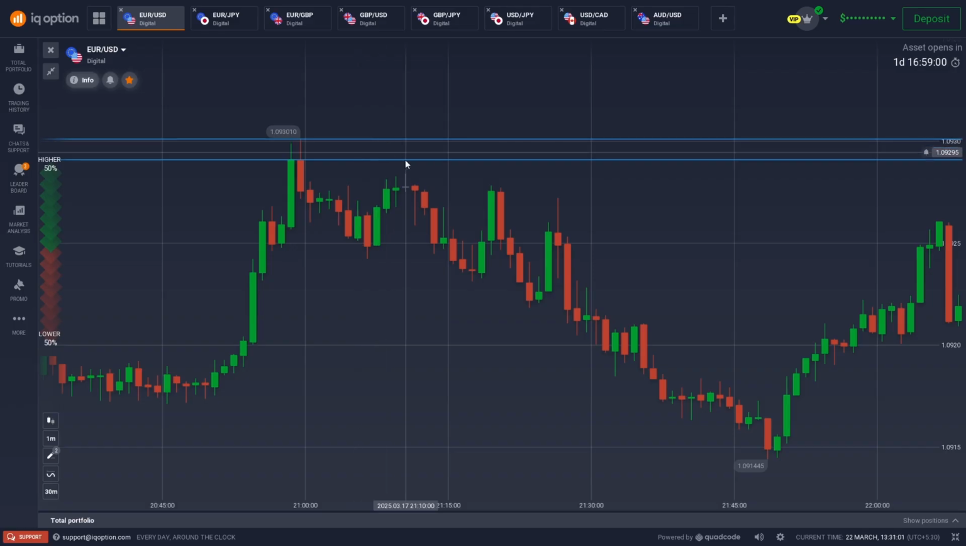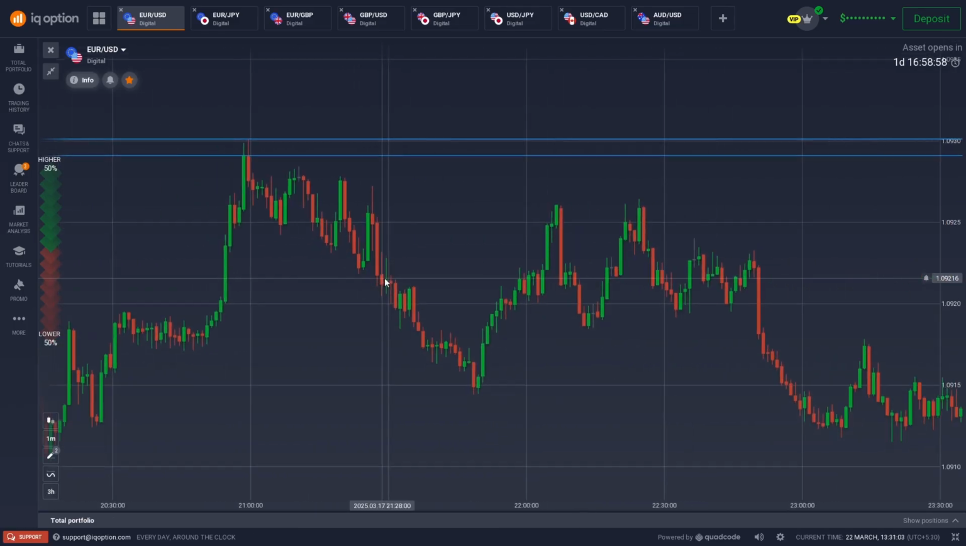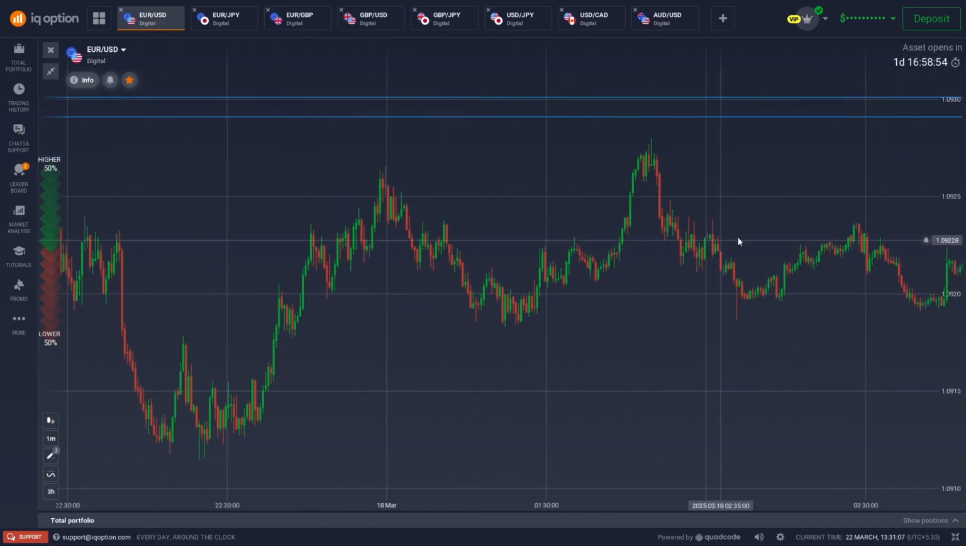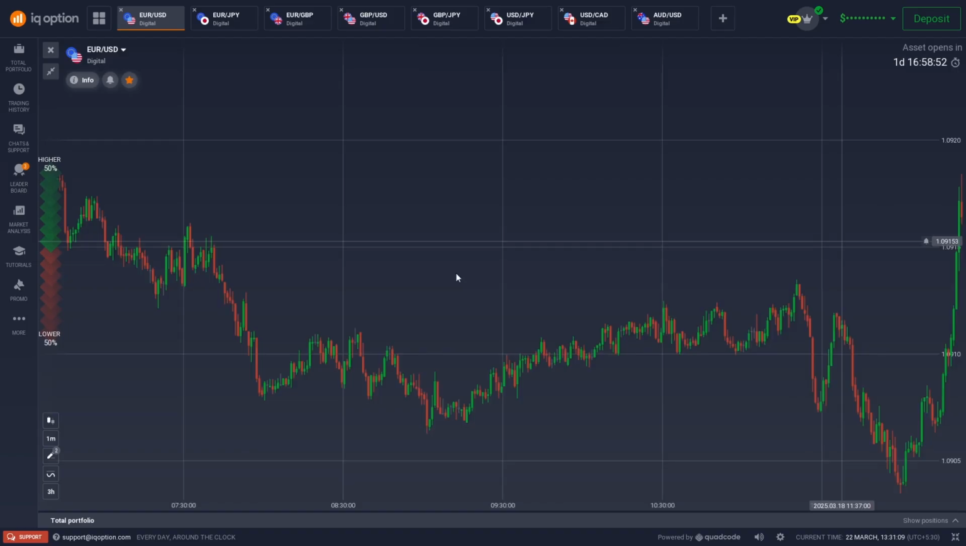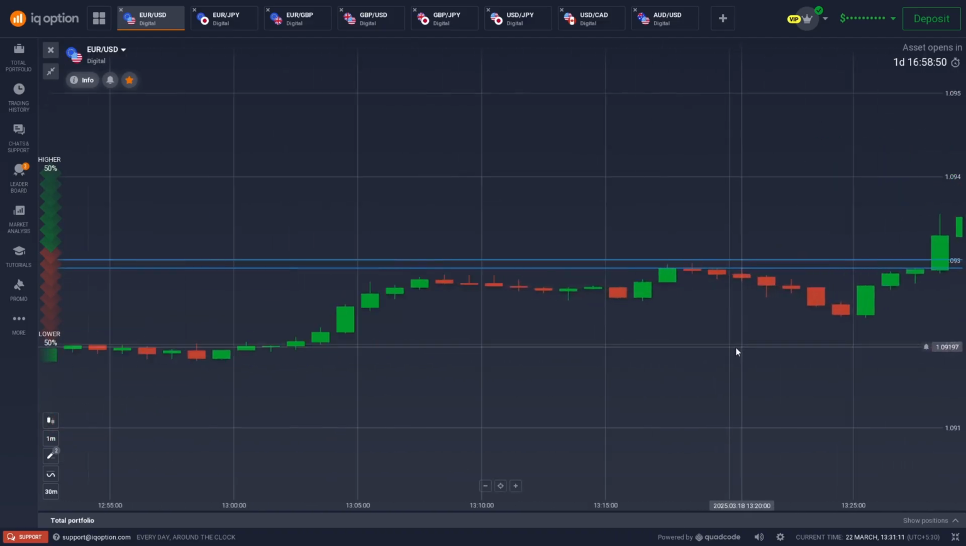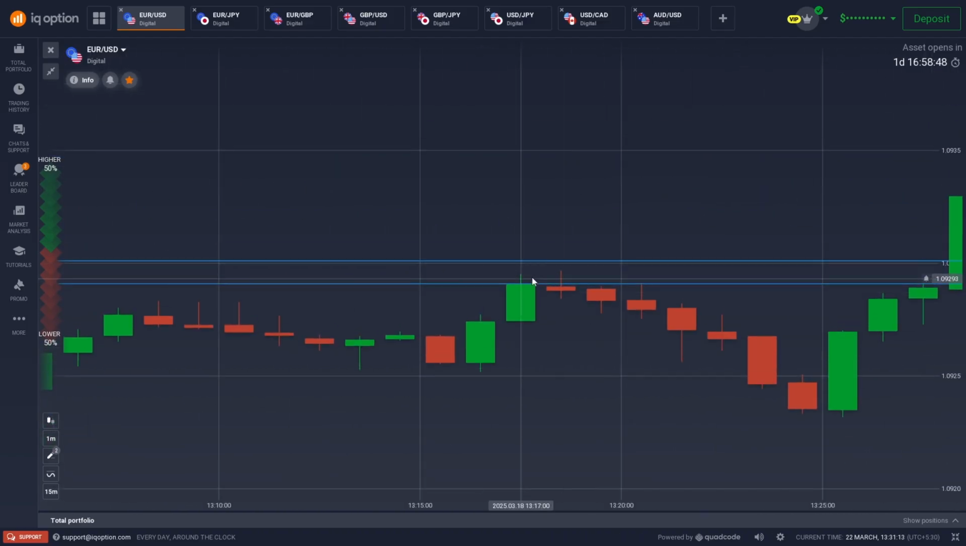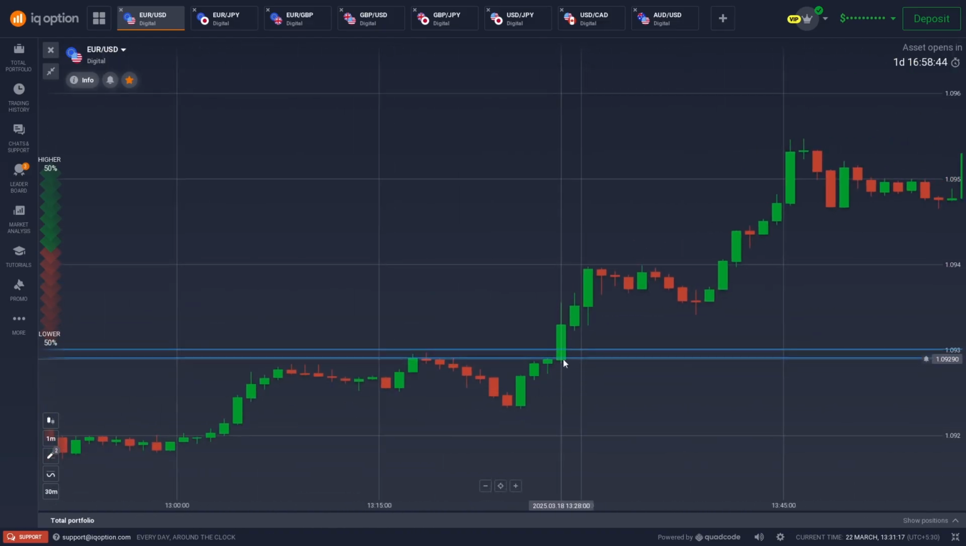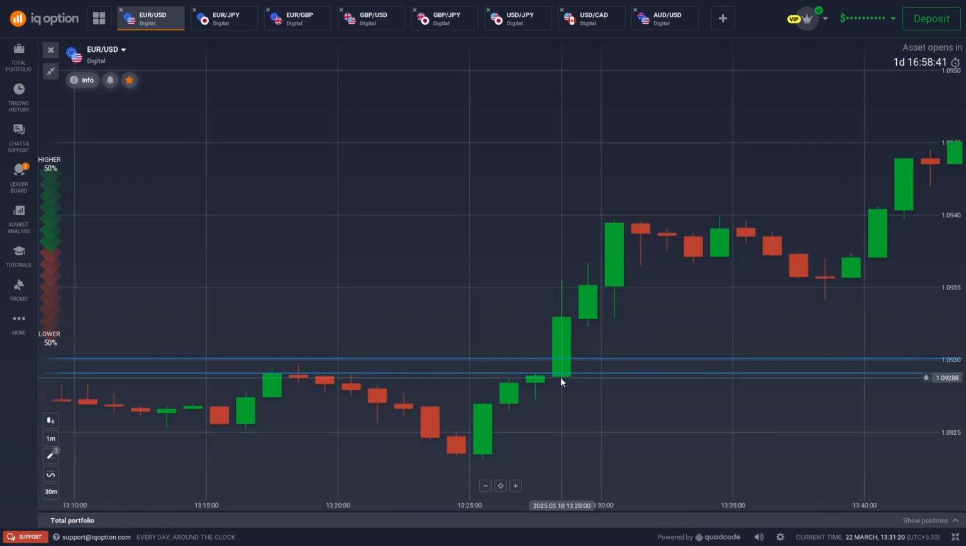Now this is a resistance zone, and let's see if we need to update it in future, or we can use it as it is. Let's move forward. Here you see that the price reverses from this zone, and after that we get a clear break.